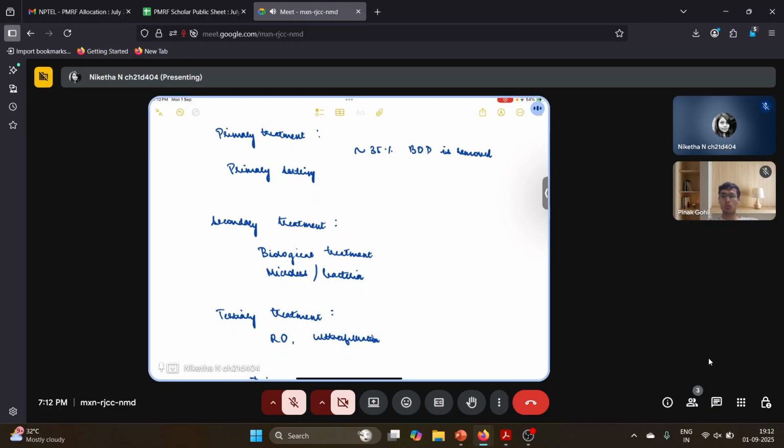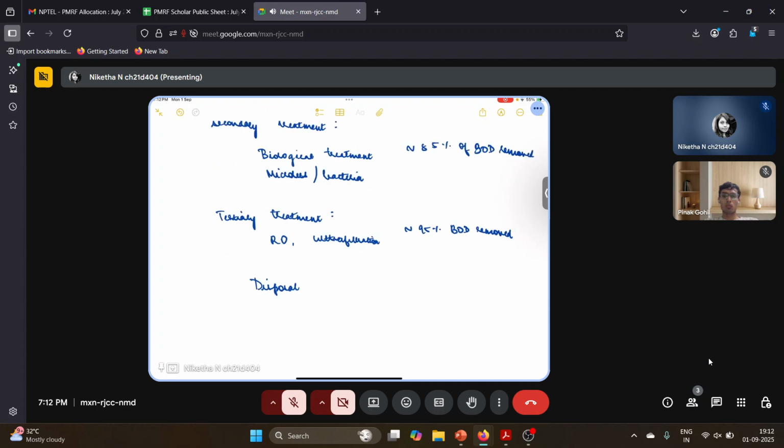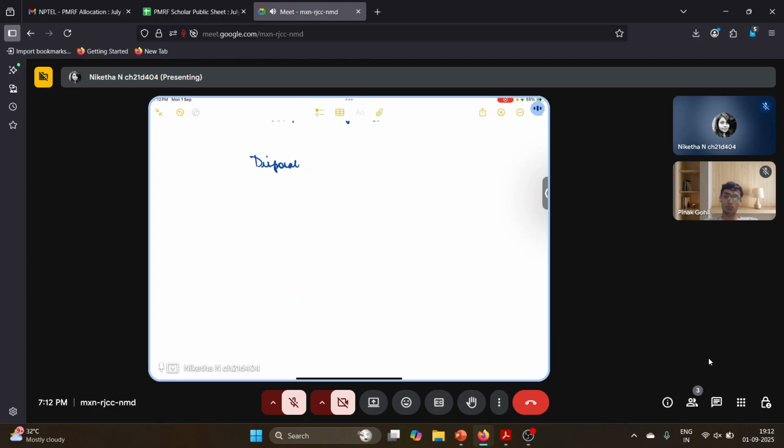In secondary treatment, about 85% of BOD is removed, and in tertiary treatment, about 95% of BOD is removed. So we'll be seeing each one of these in detail.